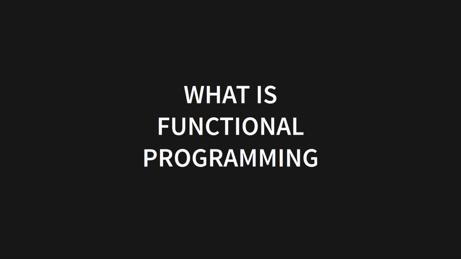Functional programming is a way to write software using functions. It focuses on writing pure functions, avoiding changing data, and using functions that take other functions as inputs or outputs. Let's break down the main ideas of functional programming.